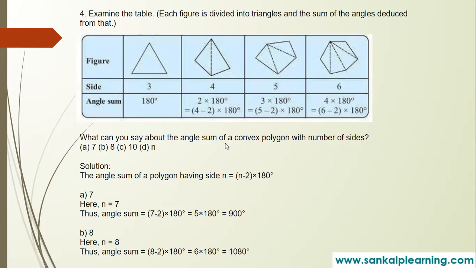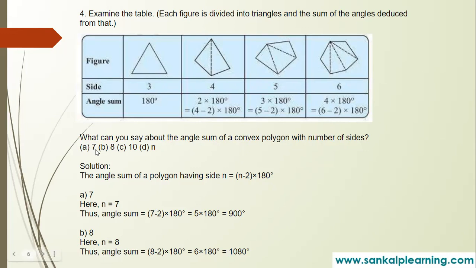Okay, children. So the formula is, see here we have written the formula. The angle sum of a polygon having n sides is equal to n minus 2 into 180. Here n is the number of sides. See, here we have written 4, the polygon has 4 sides. 5 sides, 5. 7 sides, 7. So like that, number of sides minus 2 into 180. Okay, children. So this is how we find the angle sum of a polygon.